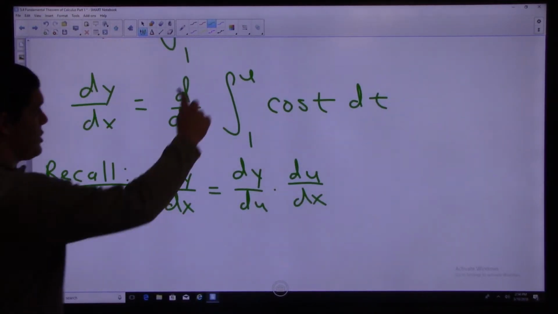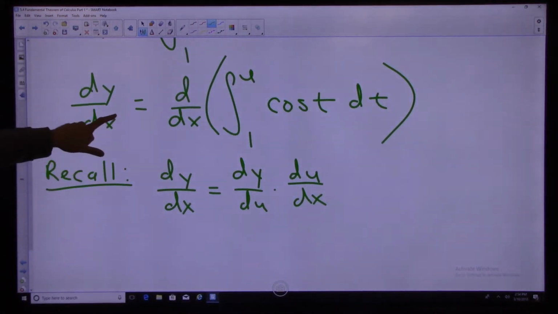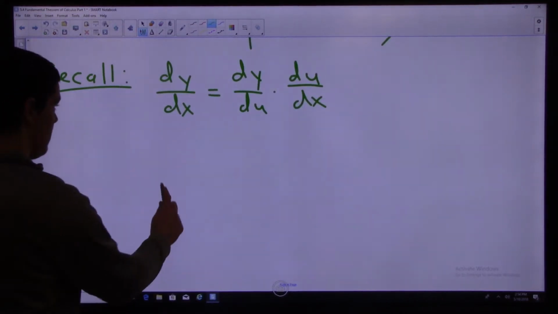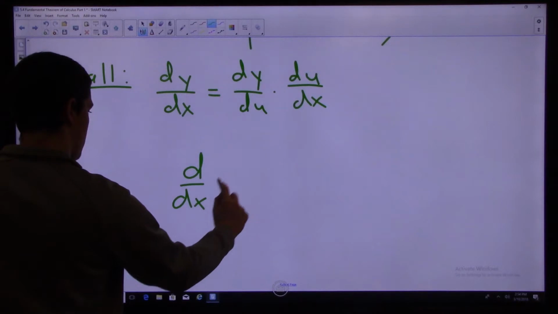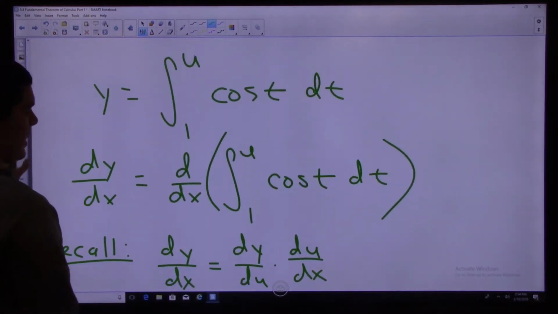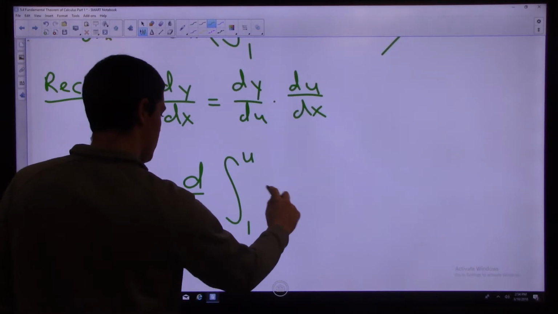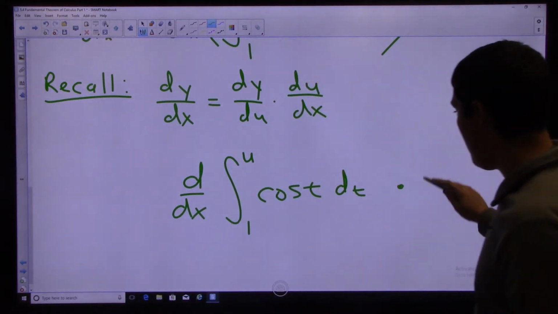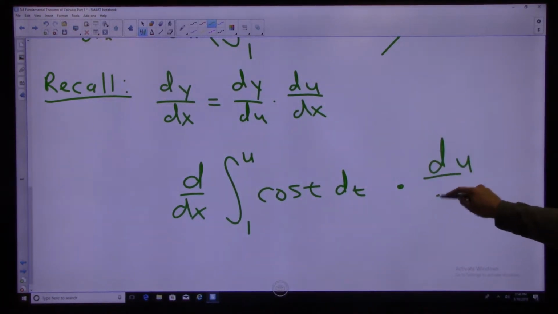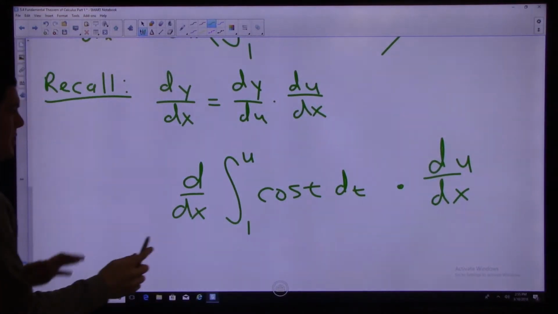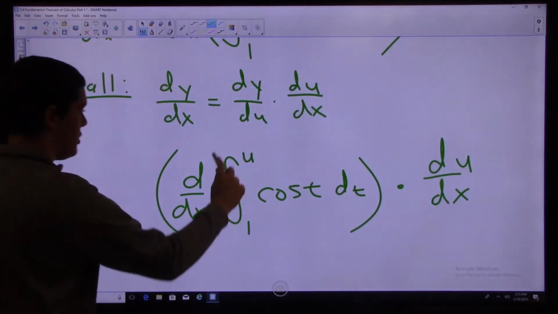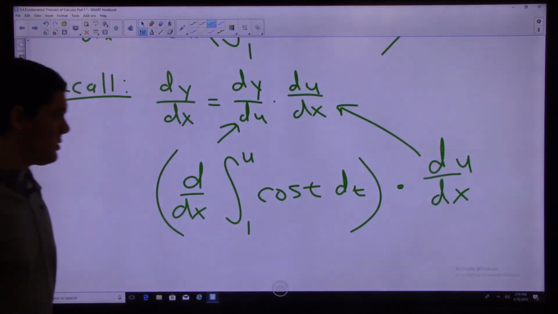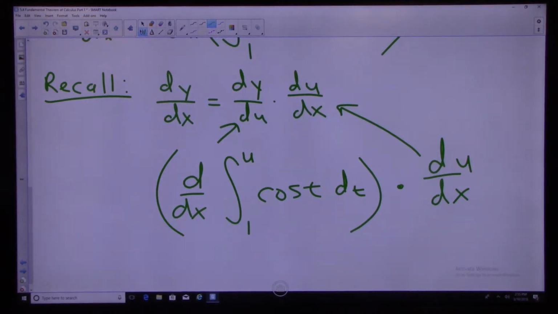So in order to differentiate this whole thing right here, what I'm going to need to do is first look at the derivative of my entire function. So it's going to be d over dx of the integral from 1 to u of cosine t dt, and then we're going to need to multiply by du over dx. So guys, let me point to what I just did here. This right here is the derivative of the outside function. This right here represents the derivative of the inside function. Okay? So there we go.